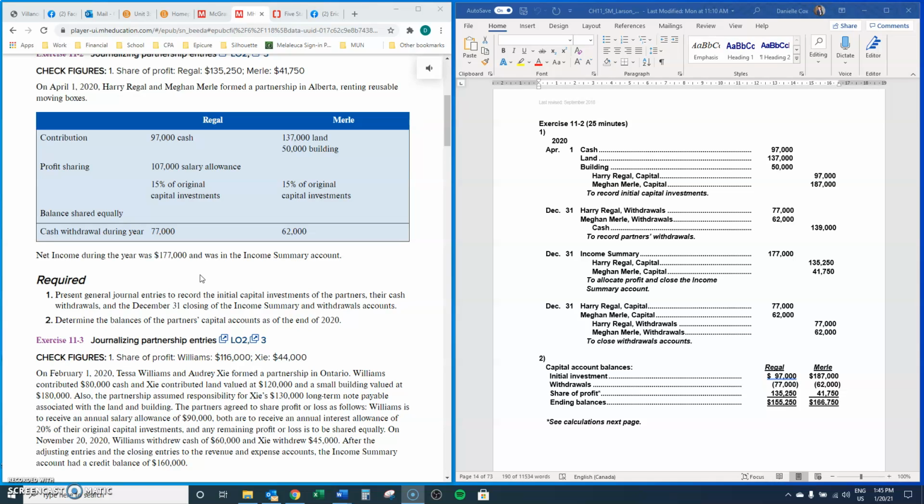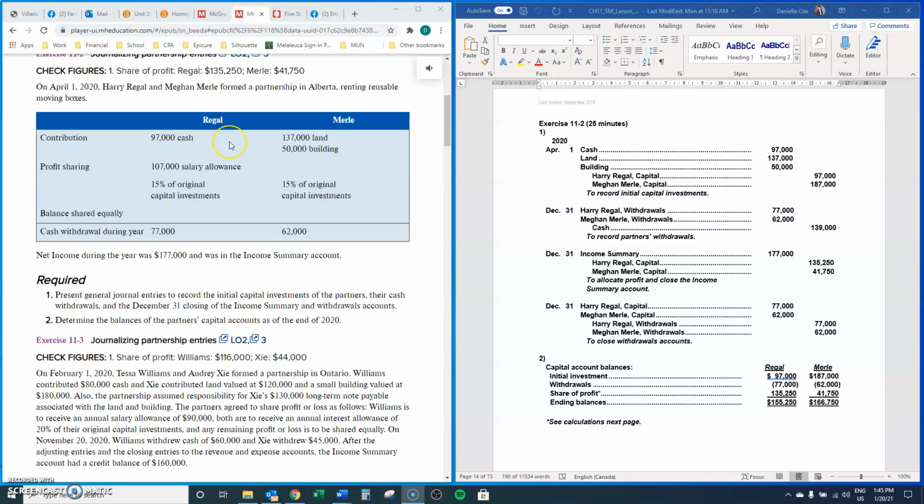Part 1. Present journal entries to record the initial capital investments of the partners, their cash withdrawals, and the December 31st closing of the income summary and withdrawal accounts. And in Part 2, determine the balance in each of their accounts as of the end of that year. So we'll start off with their contributions.